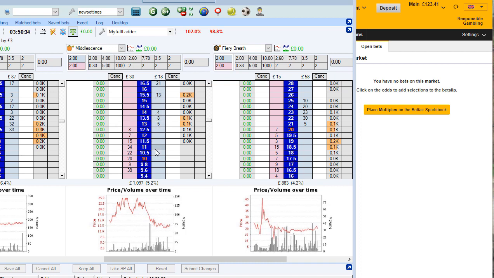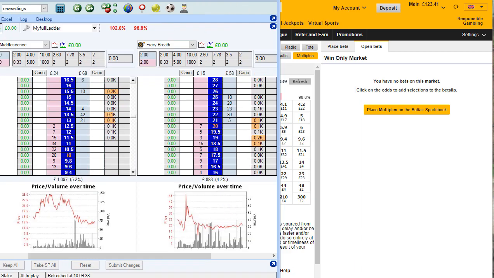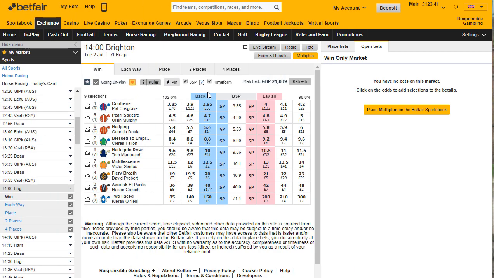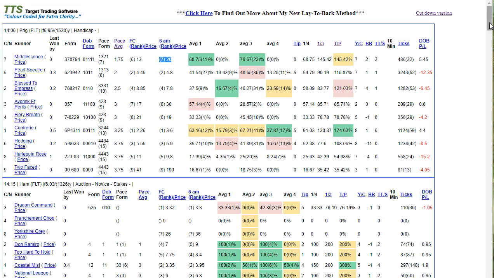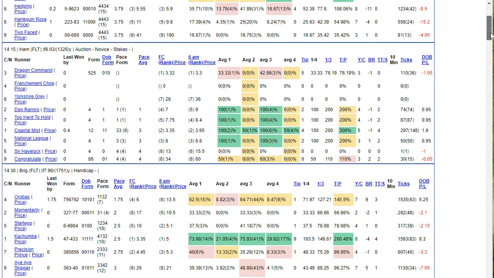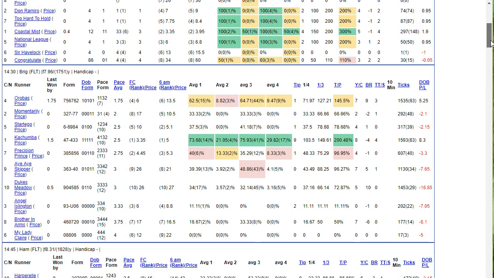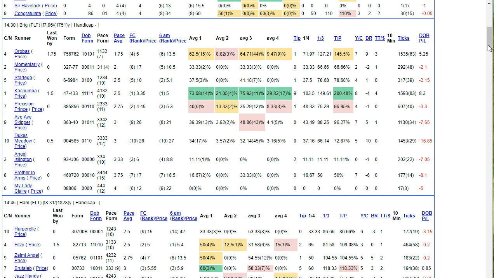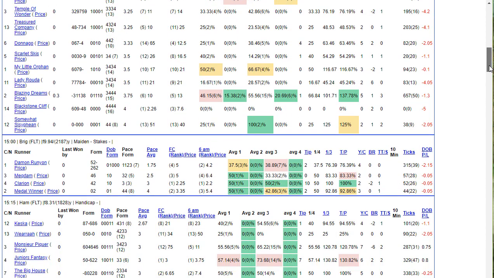So I never really get into these until later in the day, or certainly closer to the off, because that's when you know the price is going to be a little bit more solid. But yeah, that's not a bad one to look at, especially now it's down at 12.5. So if we go back to TTS, we've got one there. If we come down, we've already mentioned that one there. There's another one. I'm just going to see if we can see any more.